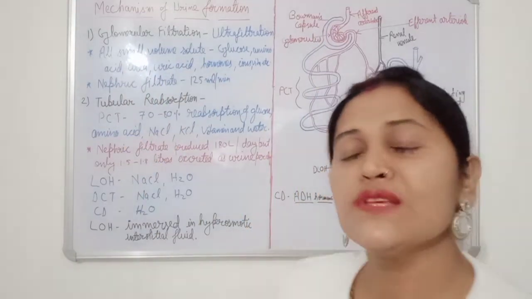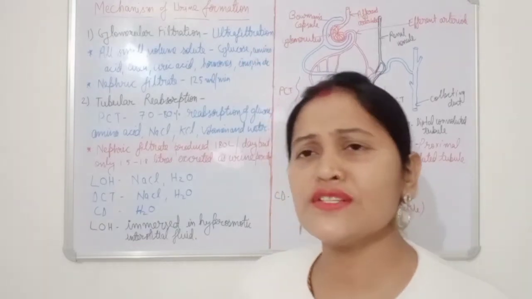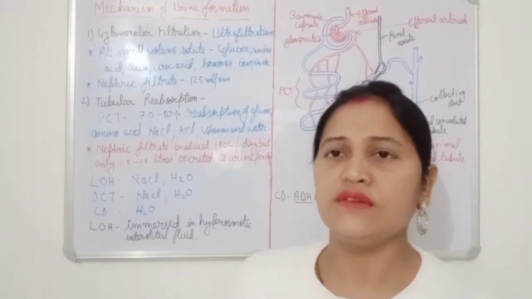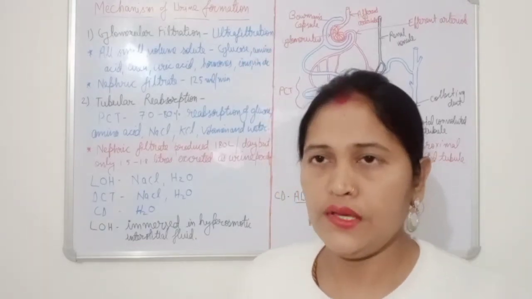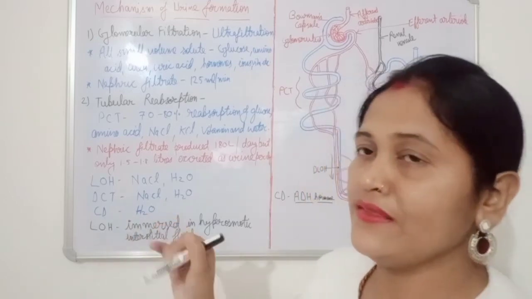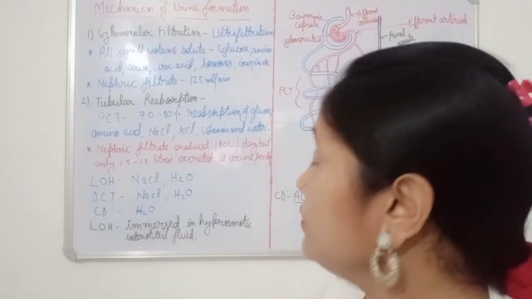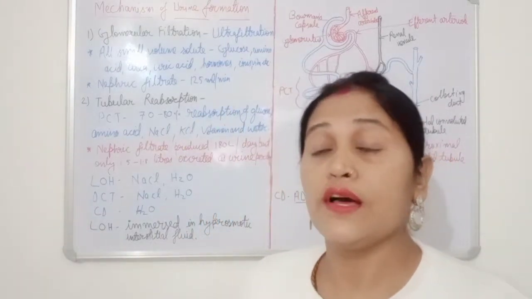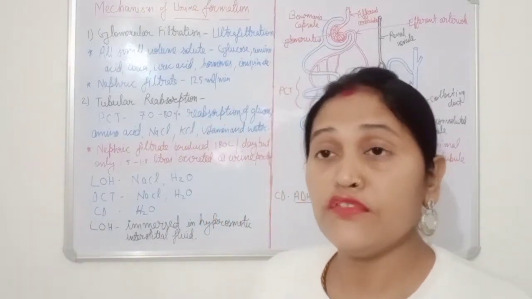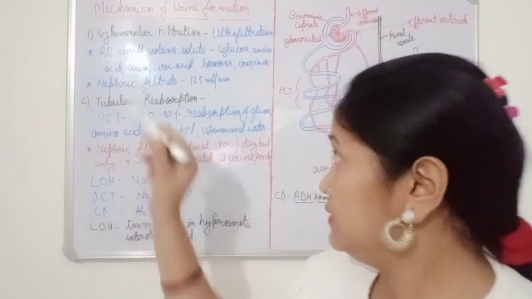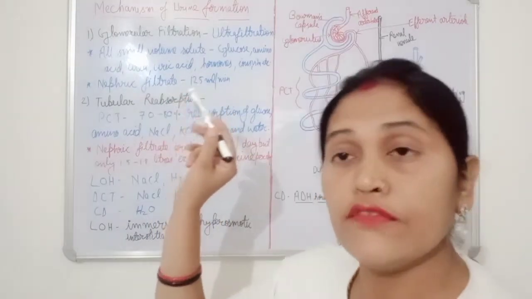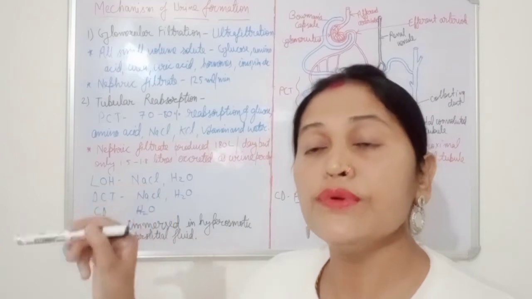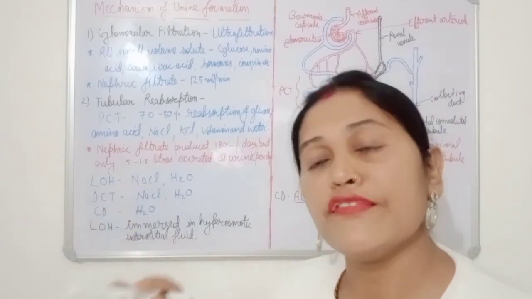What is the meaning of glomerular filtration? Filtration, as its name denotes, means to filter. We have to filter the things present in the blood. In glomerular filtration, blood flows under pressure. Blood flows into the glomerulus with pressure due to the narrowness of the efferent arteriole.